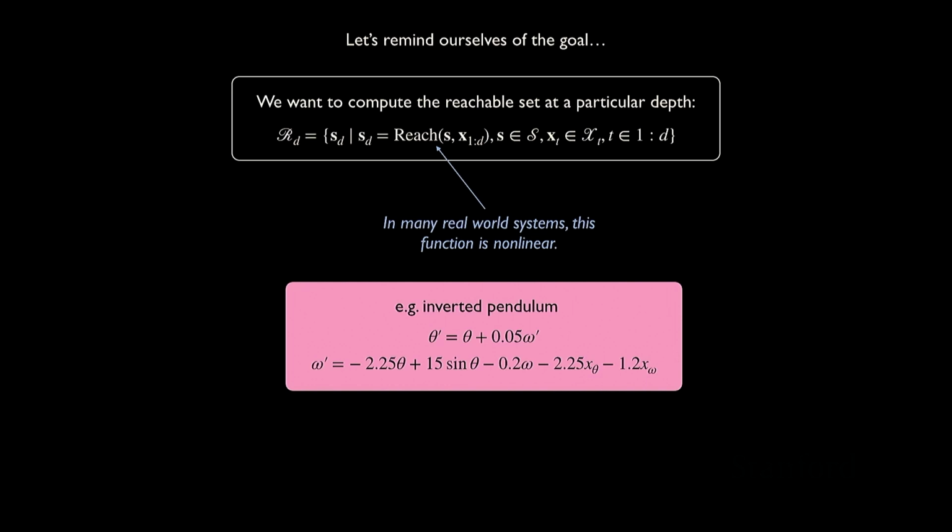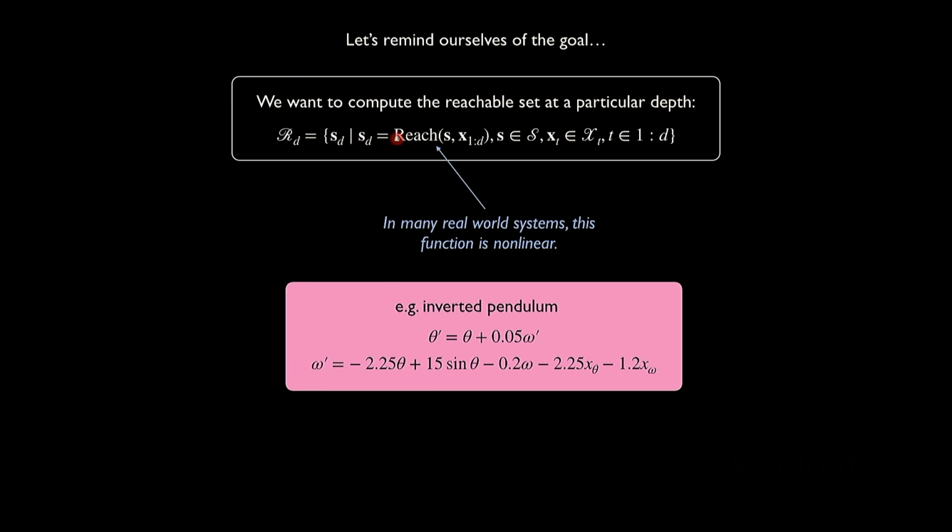So for example, the inverted pendulum that we've been using so much throughout this course, that's a nonlinear system. These are actually what the equations look like for the next state for one time step for the inverted pendulum. So theta is actually a linear function, but then to get the next velocity, there's this sine in there. So that makes it nonlinear.